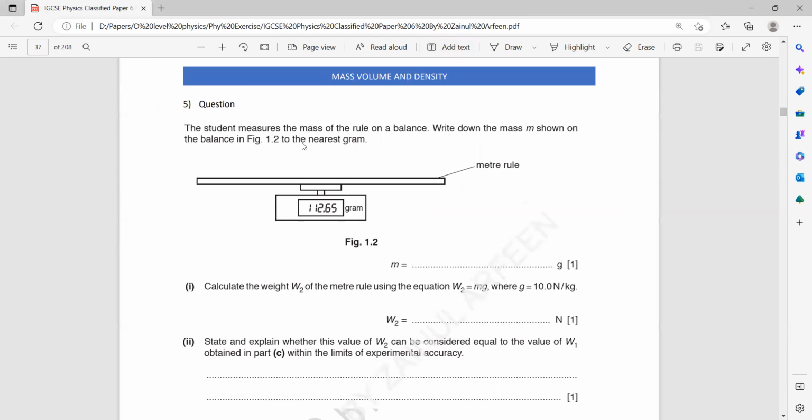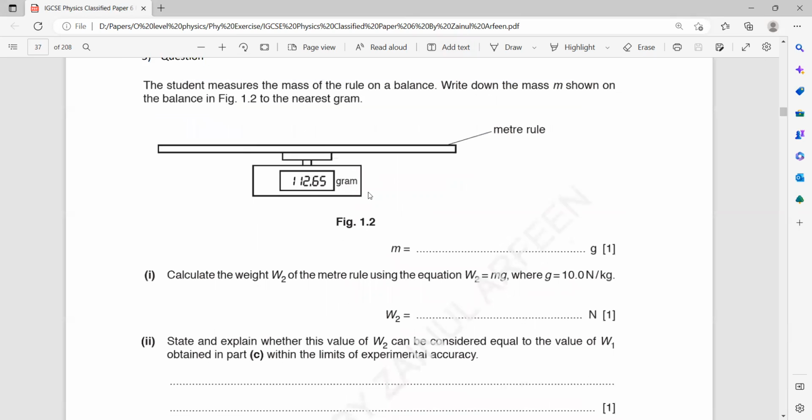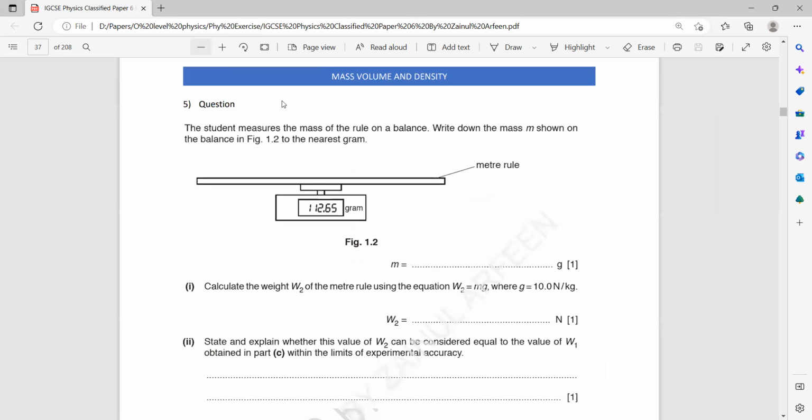Moving on to the next question. Question 5. This exercise we are doing, the questions are only related to mass, volume, and density. Paper 6 question. The student measures the mass of a rule on a balance. Write down the mass shown to the nearest gram. So 112.65, so it is 113 gram.